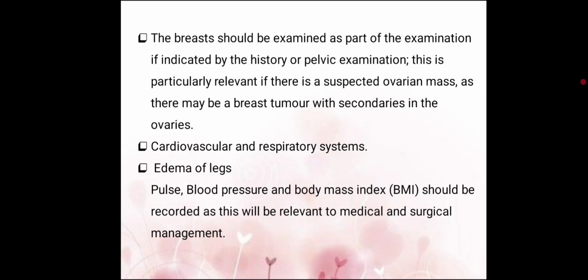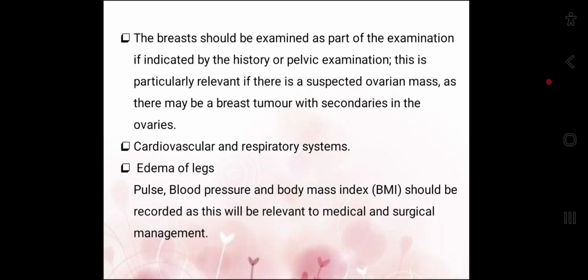The breast should be examined as a part of gynae examination if indicated by history or pelvic examination, particularly if the patient is suspected to have ovarian mass or ovarian cancer, as there is a link between breast and ovarian cancer called hereditary breast ovarian cancer syndrome, primarily through inherited mutated BRCA gene.